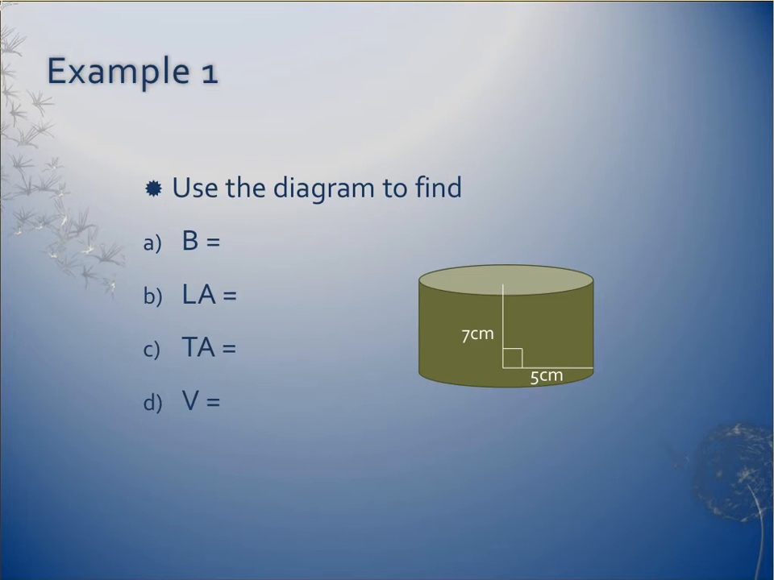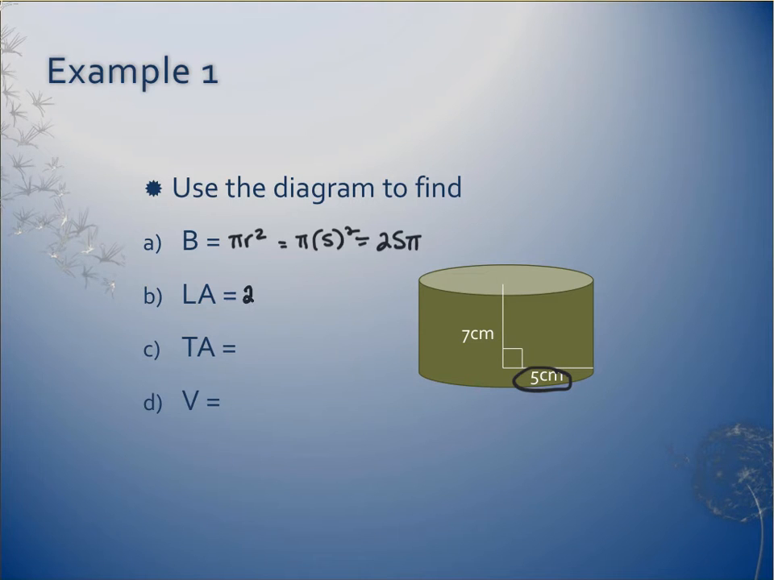Okay, example 1 says use the diagram to find the following: the base area, the lateral area, the total area, and the volume. So the B is base area, and this is a circle, so it's pi r squared. R is 5, so it's pi times 5 squared, which would be 25 pi. And we'll keep these in terms of pi.